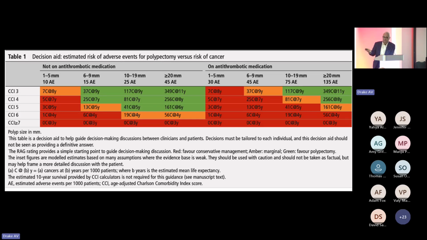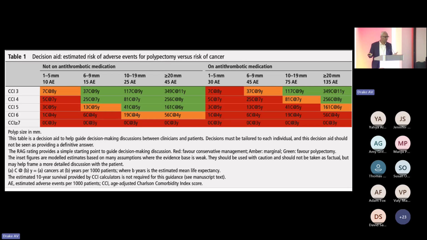So the way these tables are presented is red, amber, and green, as to whether they favor conservative management or favor intervention with polypectomy, with amber being the equal or marginal case. And you can see what, say, the row with a CCI of 4 would be in a 1 to 5 millimeter polyp. How many cancers would you get in the 7 years or so? These are all averaged out. So when you speak to the patient, you can say, look, in an average person of your age with your level of comorbidity, the number of cancers we'd find in 1,000 patients like you, if we were doing the same thing, would be 5 or 7 or whatever, so that they get an idea of that level of risk.